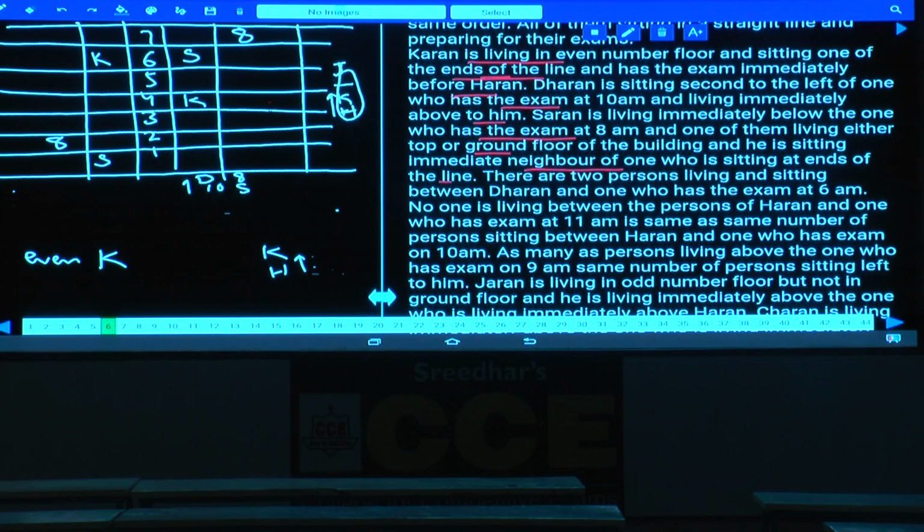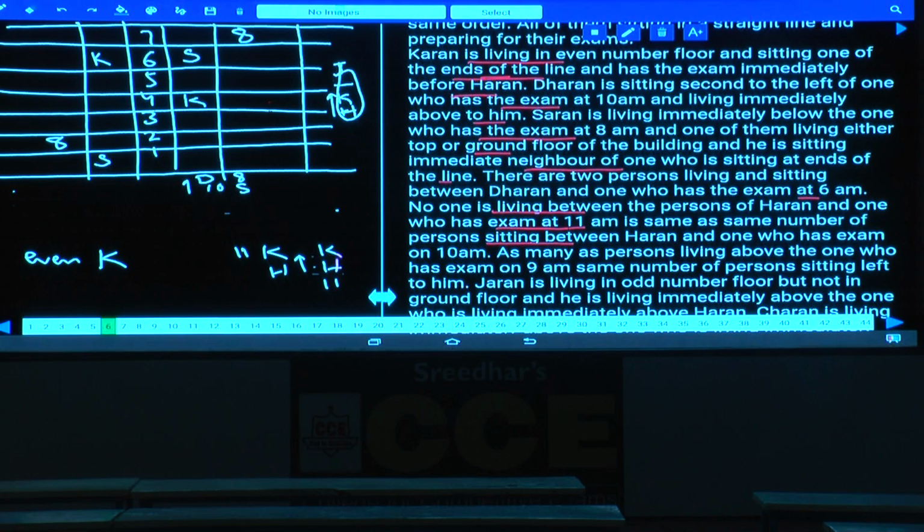There are two persons living between Dharan and the one who has the exam at 6 o'clock. No one is living between the persons of Haran and the one who has the exam at 11 a.m. Haran and 11 a.m. This Karan can be 11 a.m., or K and H, the other person can be 11 a.m. Isn't it? There are two possibilities. And there are two persons living between Dharan and the one who has the exam at 6 a.m. No one is living between Haran and 11 a.m.